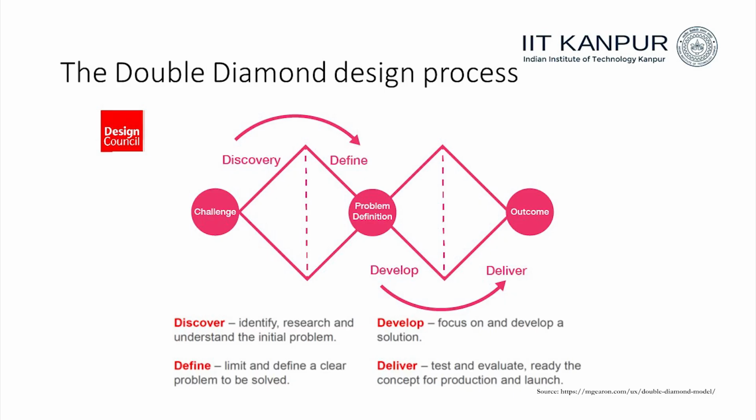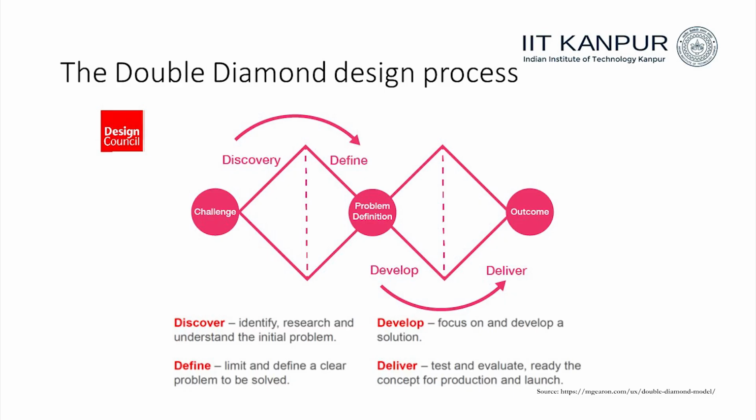The double diamond design process recommends you to spend a lot of time in this discovery phase and then defining the problem. So, what does the define problem phase do? Well, it helps us limit and define a clear problem to be solved. So, we are able to define an exact problem that we want to solve. So, we come to a problem definition. This problem definition is typically in the form of a point of view statement and some specifications. So, that is one way of coming to a problem definition. That is, we have a clear problem definition that we want to solve, and then we have some specifications that we want to achieve.